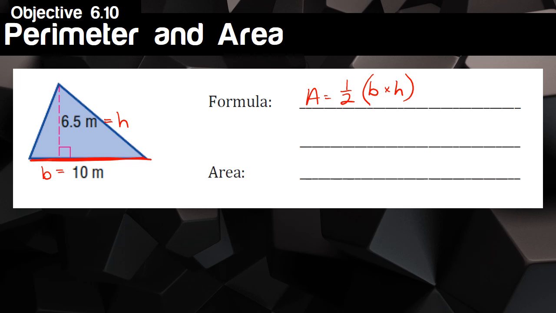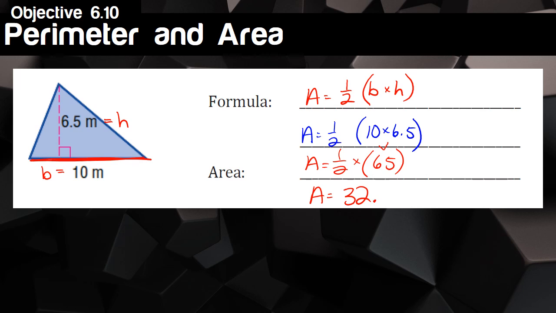Let's go ahead and fill that into our equation. So area equals 1/2 times 10 times 6.5. When we simplify that, 10 times 6.5 gives us 65, times 1/2 gives us our area. On your calculator, you're going to do 65 divided by 2, which gives us our area of 32.5. And then we're dealing with meters, and anytime we have this area formula, it's in meters squared.